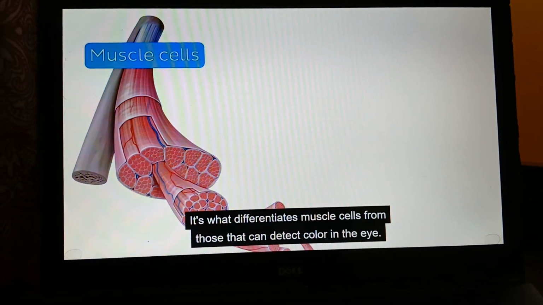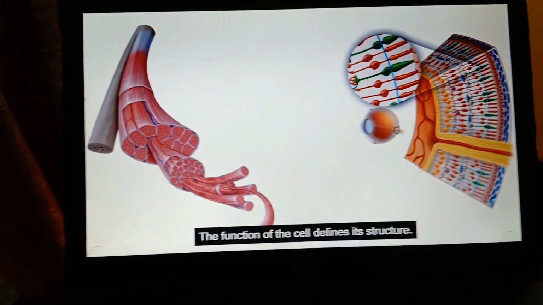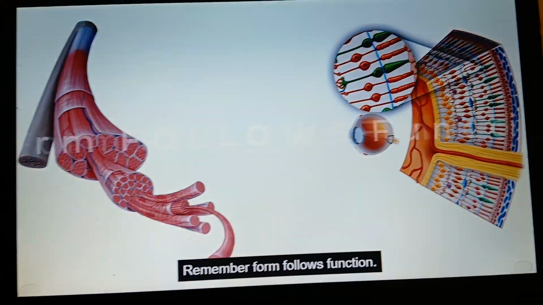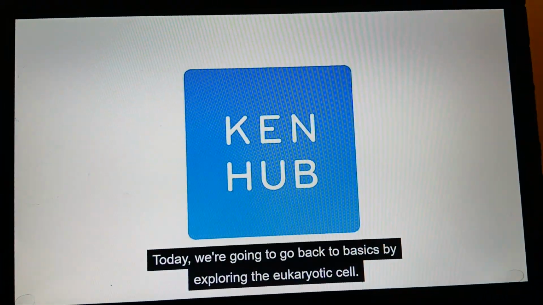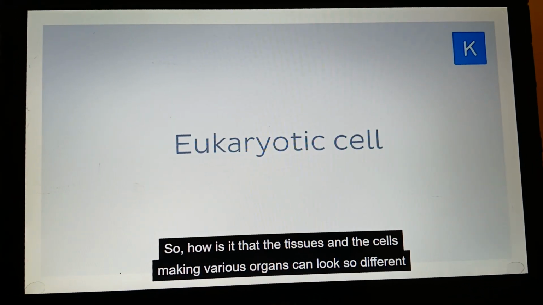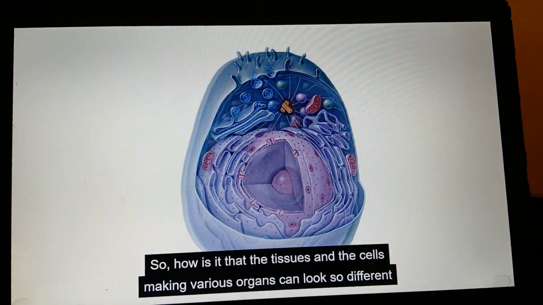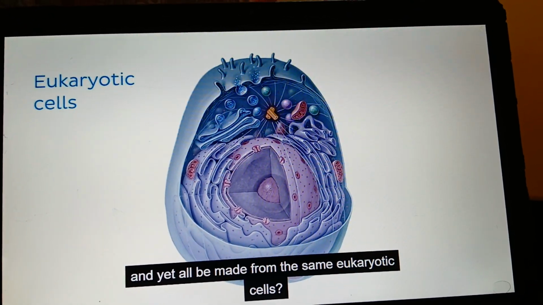It's what differentiates muscle cells from those that can detect colour in the eye. The function of the cell defines its structure. Remember, form follows function. Today we're going to go back to basics by exploring the eukaryotic cell. So how is it that the tissues and the cells making various organs can look so different and yet all be made from the same eukaryotic cells?